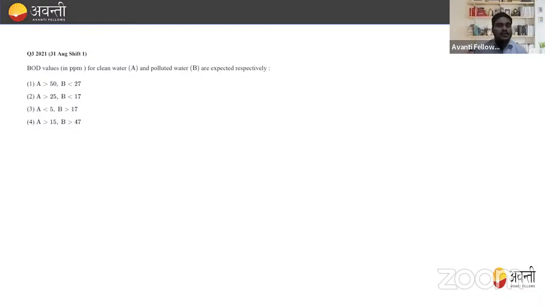Now, the BOD values in ppm for clean water A and polluted water B are expected to be, respectively, what? We know that for clean water, the BOD value must be less than 5, and for polluted water it must be greater than 15, 16, 17. So it must be greater than 17. Out of options A, B, C, D, which one is correct? Explain to me.